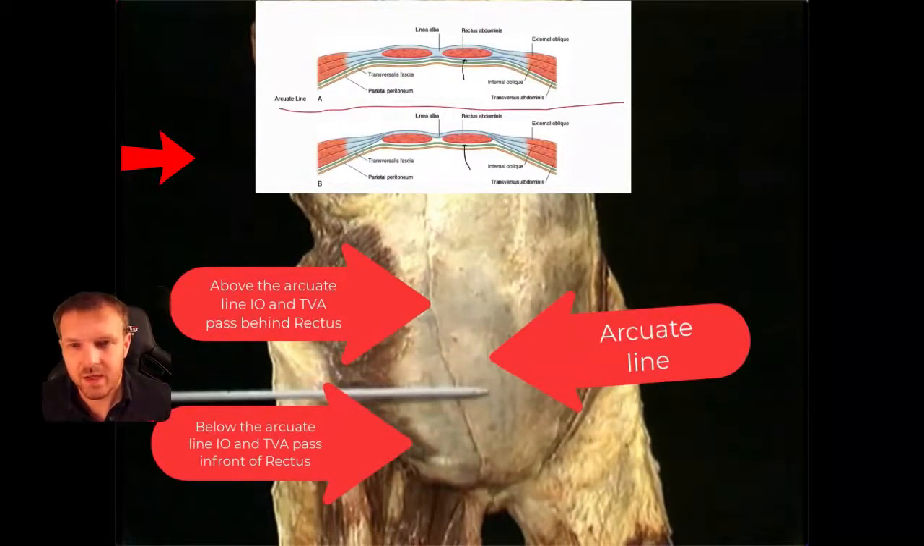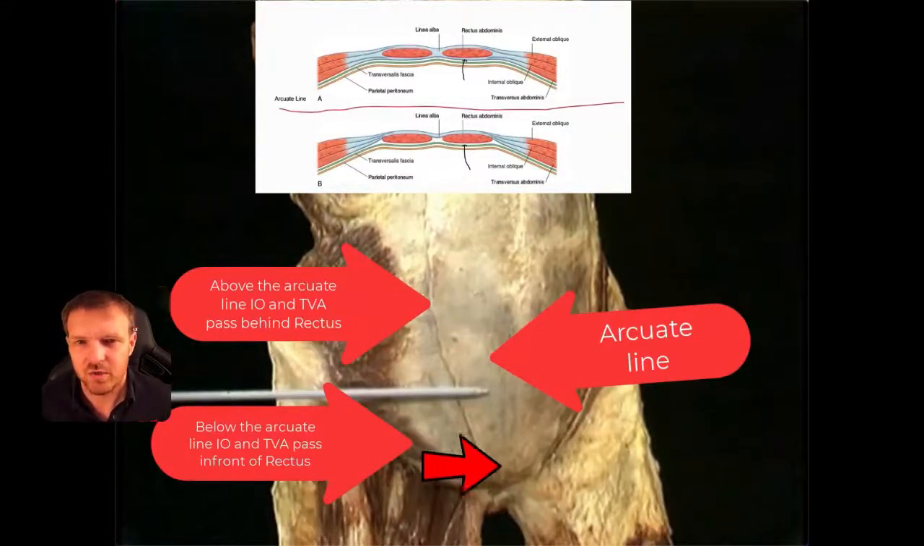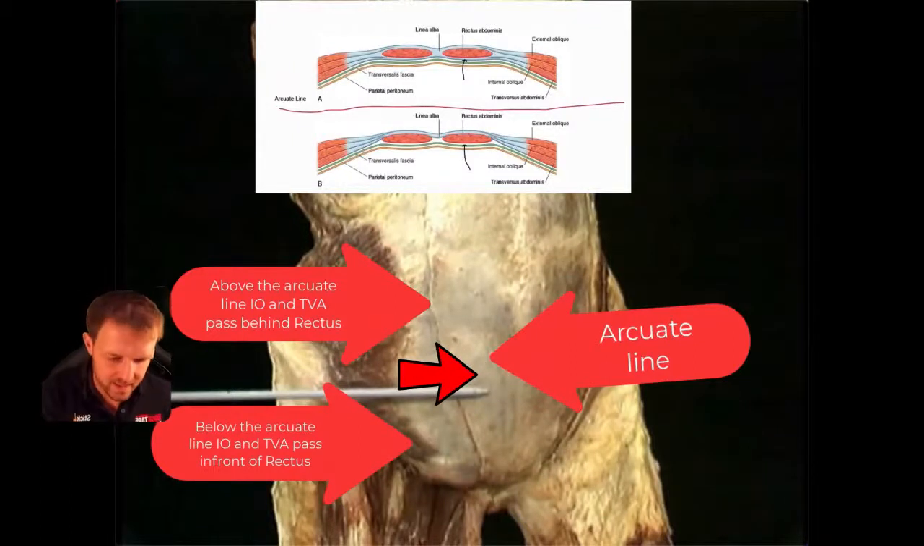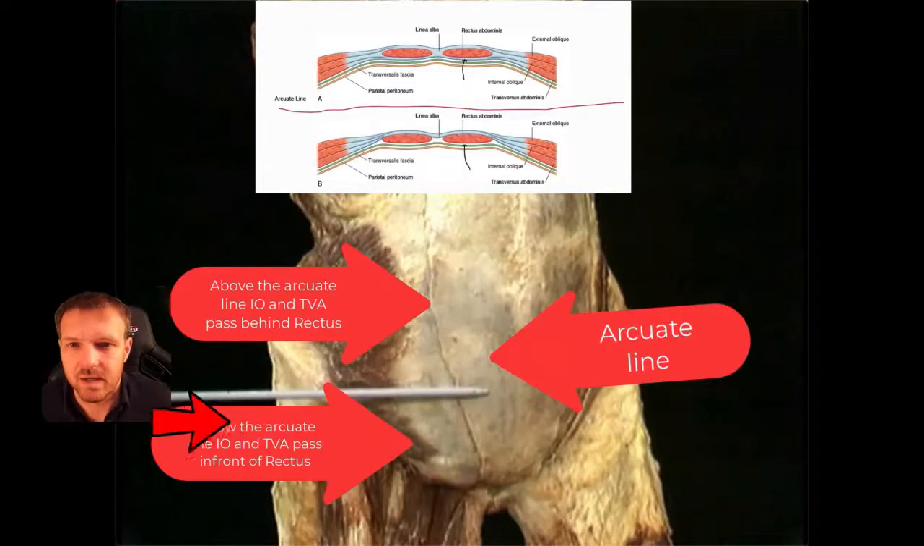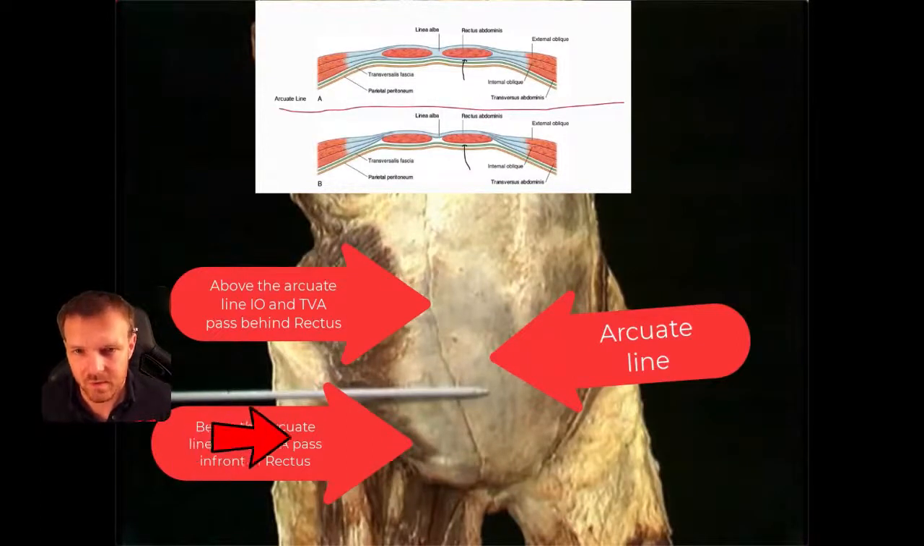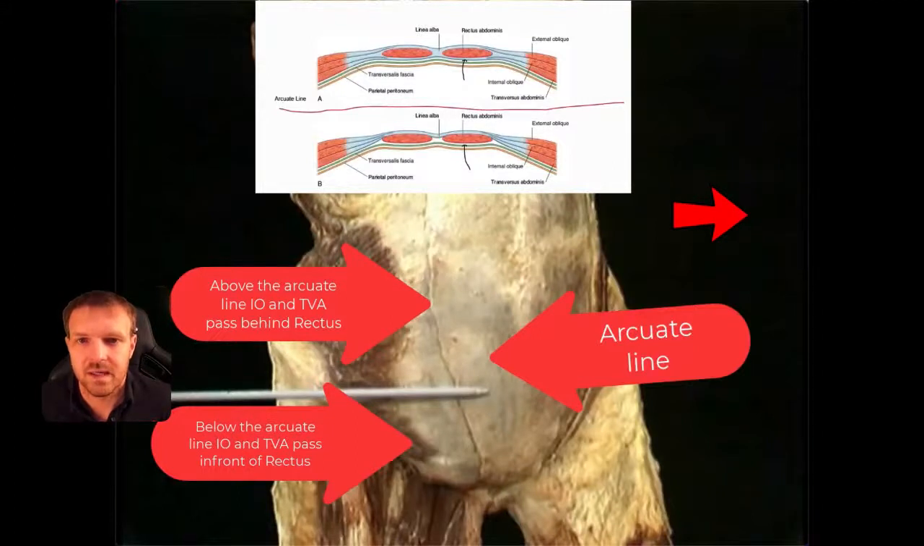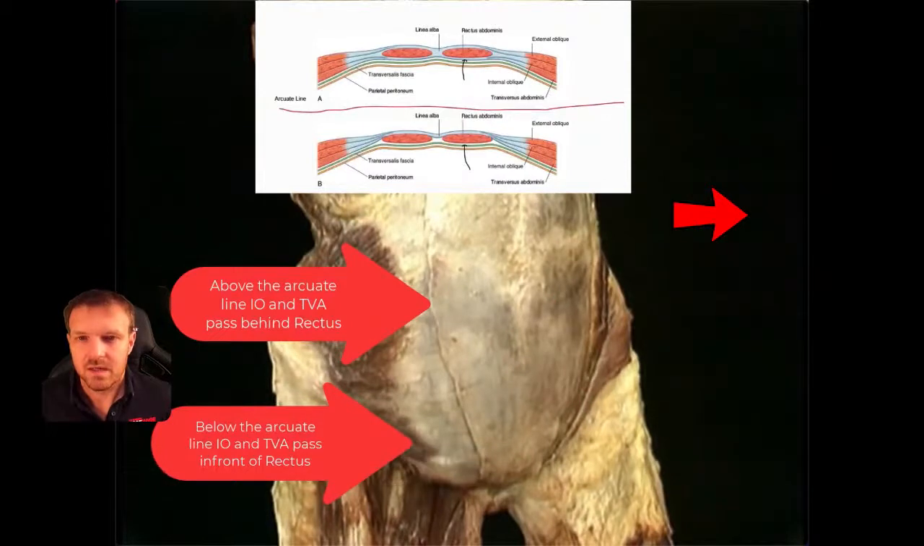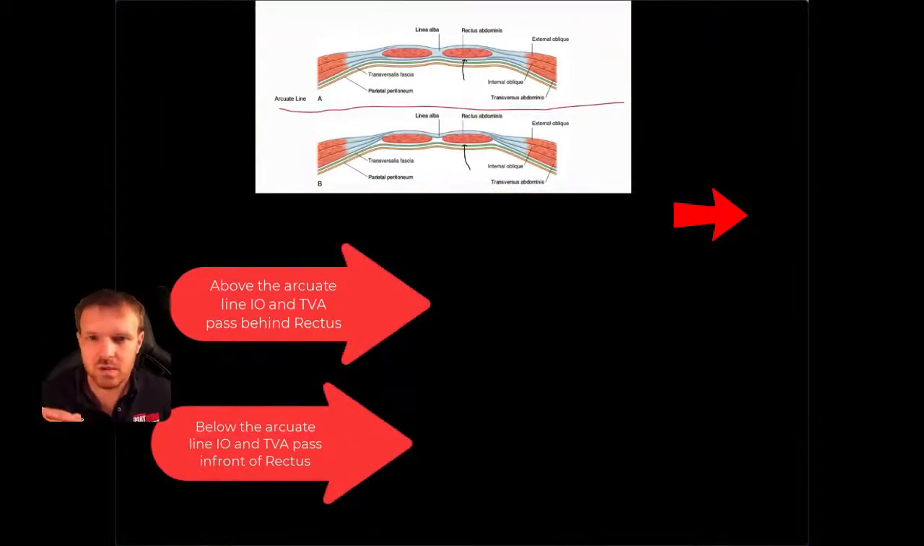And then where the arcuate line is, so around this region here, it's basically halfway between your umbilicus and your pubis. So if you have it, then it's around that line there. There we go. Below the arcuate line, the internal oblique and the transverse abdominis pass in front of rectus, if you have one. Okay, so that's important, because sometimes you don't. Okay, so that's the kind of order of everything.